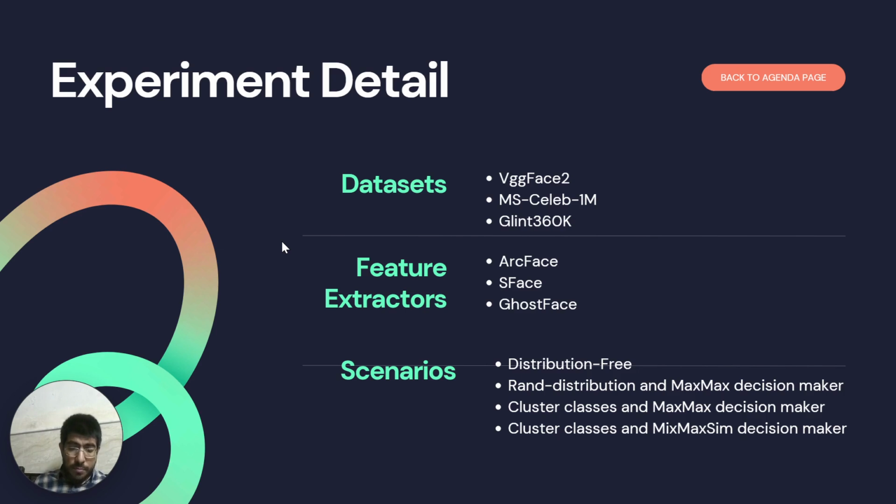To demonstrate that the proposed method performs best, we compared the following scenarios. First, distribution free, which has no distribution. Second, random distribution and max decision maker, a distributed network with random distribution and max decision making, such as independent softmax model method. And three, cluster classes and max decision maker, a distributed network with clustering and max decision making. And finally, four, cluster classes and the MixMaxSim decision maker, a distributed network with clustering and MixMaxSim decision making. The proposed method MixMaxSim is mixture of max and similarity.